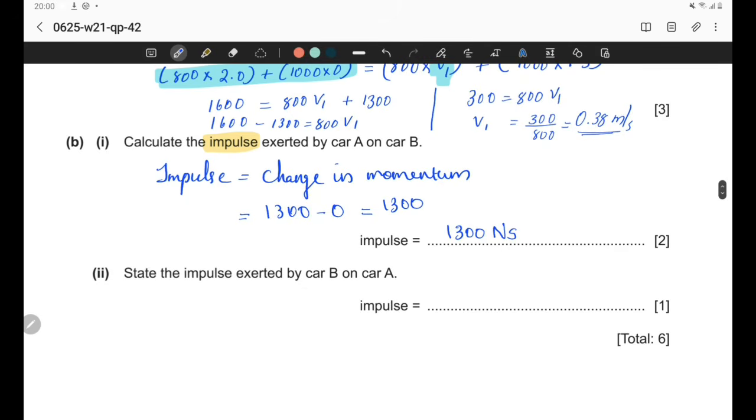Part 2, state the impulse exerted by car B on car A. The value will be the same as the impulse exerted by car A on car B, and therefore the answer is 1300 newton second. For every action, there will be an equal and opposite reaction. Because of that, the impulse exerted by car B on A and A on B will be the same.